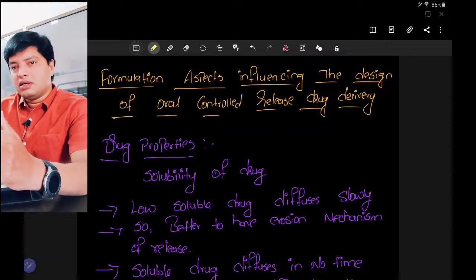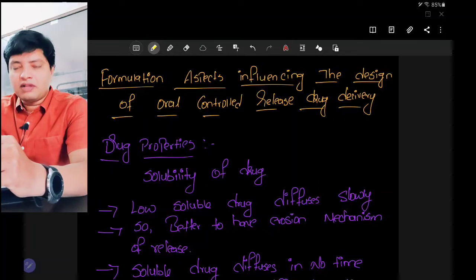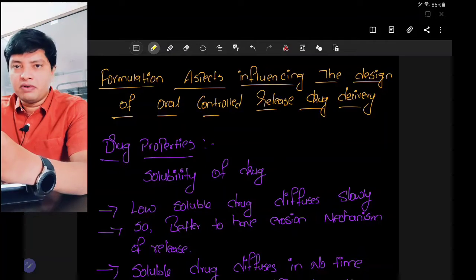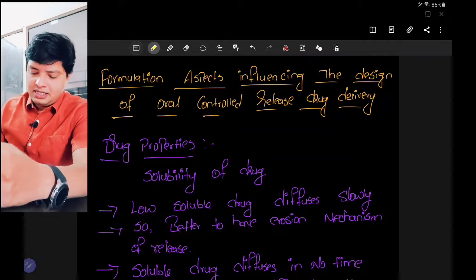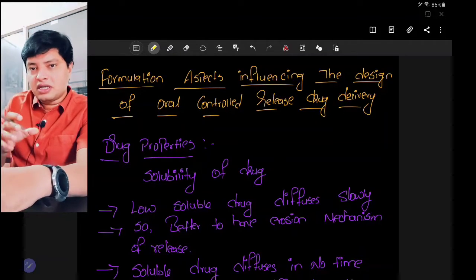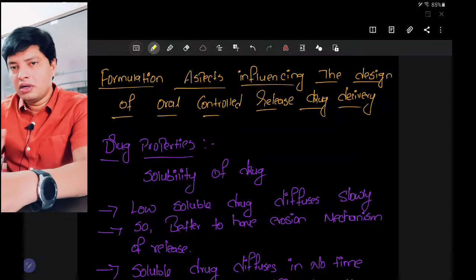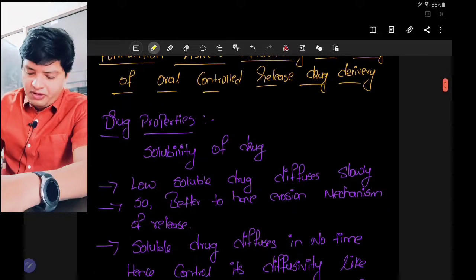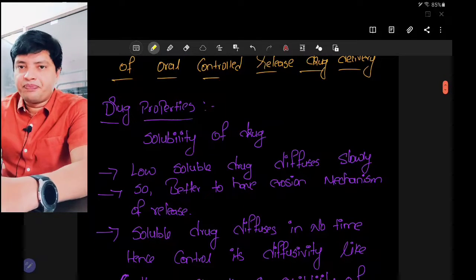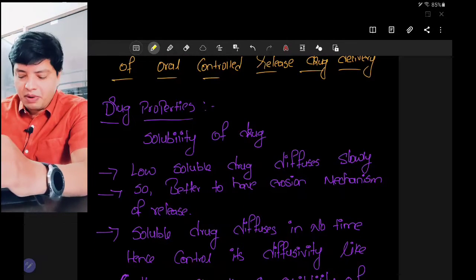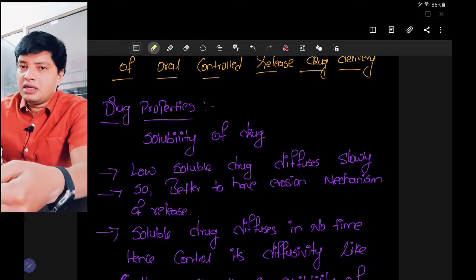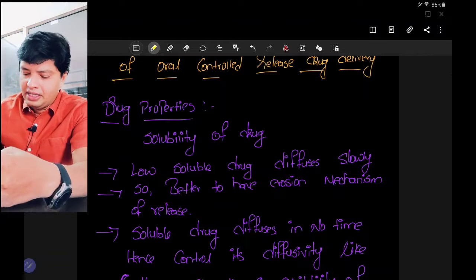Today we are trying to learn about the formulation aspects which will influence the design or formulation of your controlled release drug delivery system, especially oral. I am talking particularly about oral controlled release drug delivery systems. So the first property here is drug. The drug is the major part. What is the property of the drug which is going to influence the design of a controlled drug delivery system?